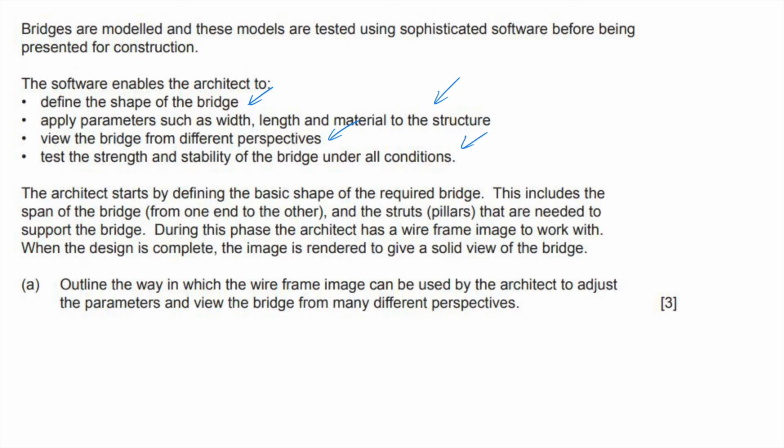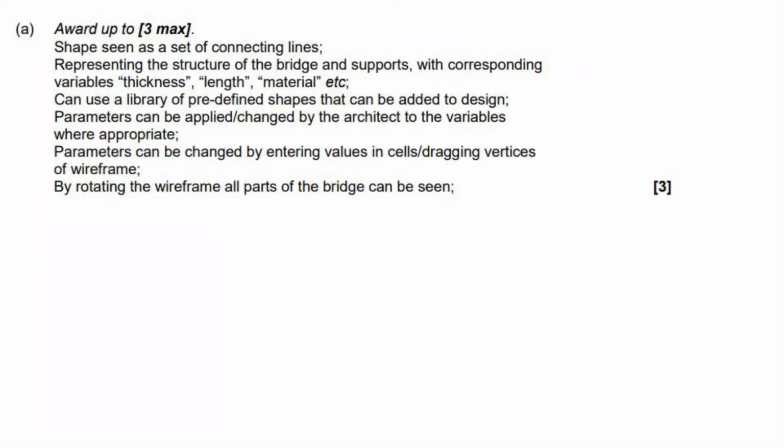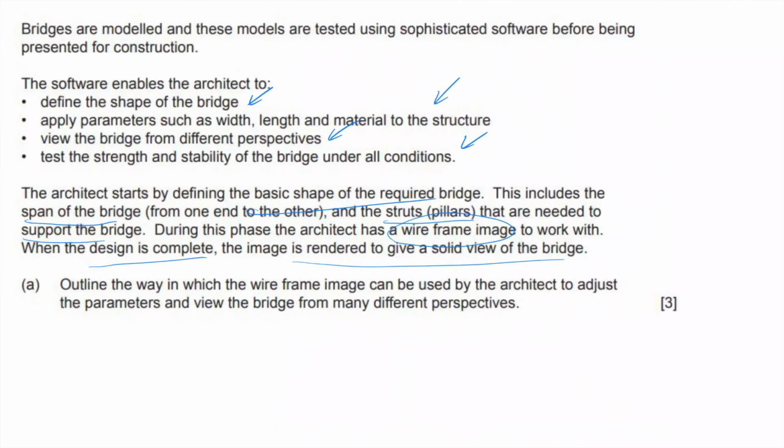The architect starts by defining the basic shape of the required bridge, which includes the span of the bridge from one end to the other, struts or pillars that are needed to support the bridge. During this phase, the architect has a wireframe image to work with. When the design is complete, the image is rendered to give a solid view of the bridge. Outline the way in which the wireframe image can be used by the architect to adjust the parameters and view the bridge from many different perspectives. So basically this is asking why are wireframe images useful for someone who's doing construction work?